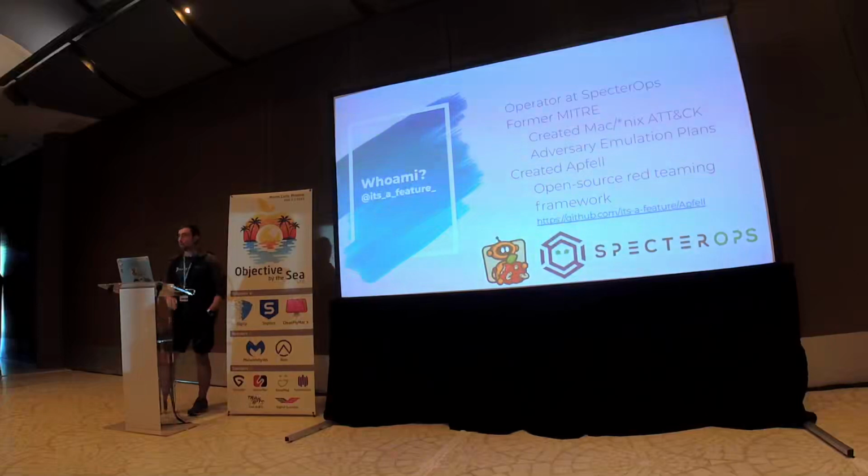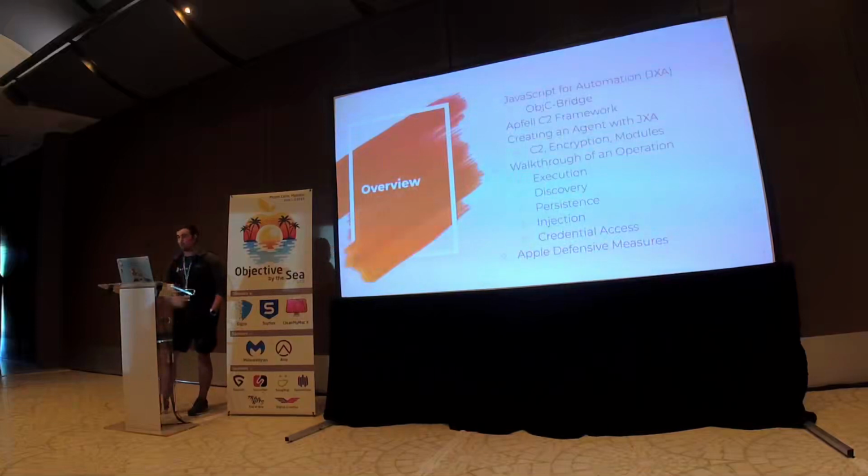And I spend a lot of time now working on an open source project called Apfell, which everything here kind of ties into, and I'll give a brief overview of it. But the goal here is about the agent that's in there. So an overview of what we'll talk about today: an introduction to JavaScript for automation and the Objective-C bridge, how all that works and how you can leverage it. I'll give a quick highlight overview of what Apfell is and how it can be used. And then we'll dig into that, be able to use it to make a full agent, encryption, all that sort of stuff, and how you might actually use that in operation. I'll go through a couple of different tactics: execution, discovery, persistence, credential access, that sort of stuff. And I'll also go over some defensive measures that Apple's trying to implement to help prevent some of this sort of stuff.